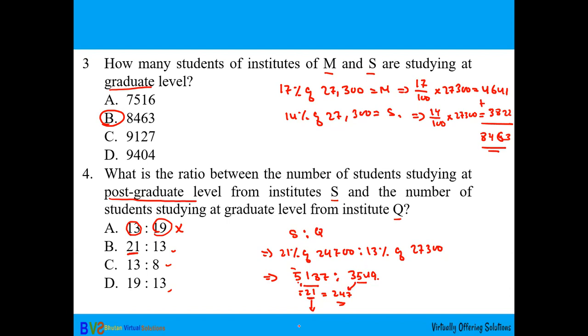3549 divided by 247, you are getting 14.367, which is not true. The answer should come 13. So this cannot be true.